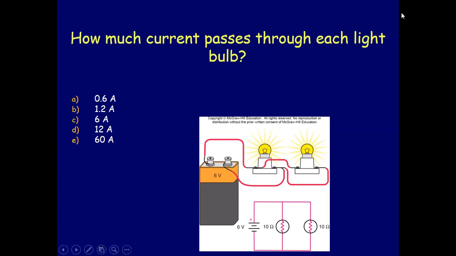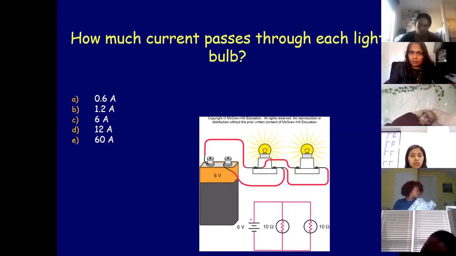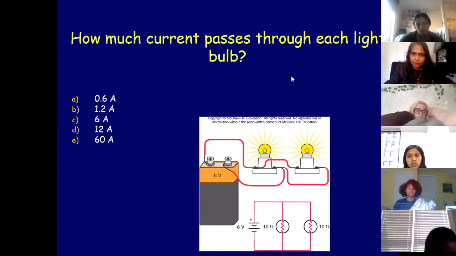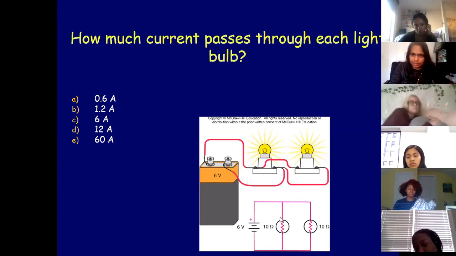Okay, so let's try this one. Okay, so think about this. Look at the circuit. This is a possible question in the exam. You will see a couple of questions like this. Here it's asking how much current passed through each light bulb. Now, the first thing you have to do is look at the diagram. Here you see the real components in the picture, and here's the schematic of the circuit diagram.